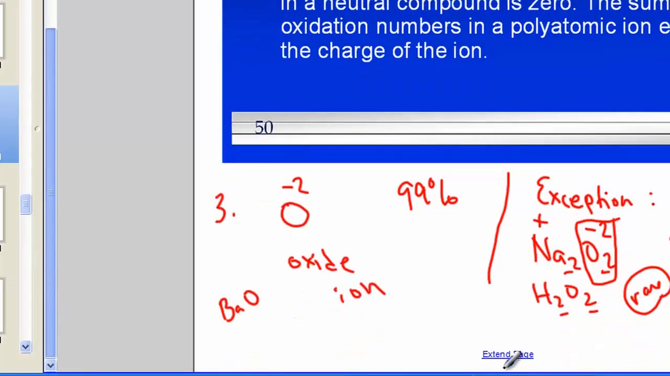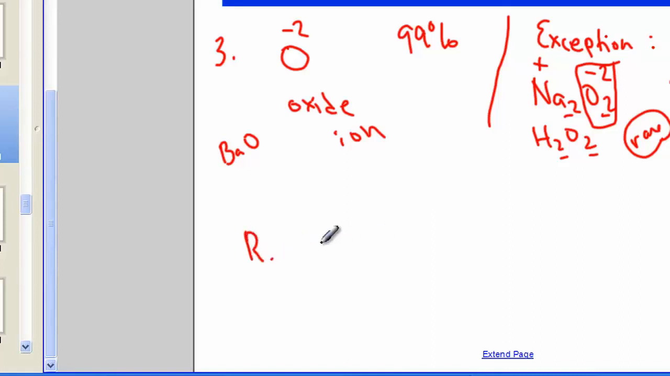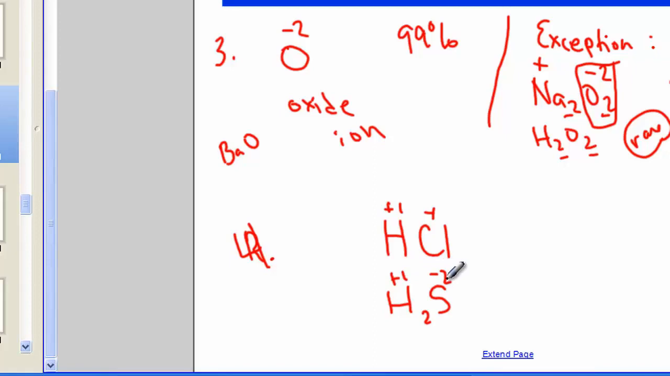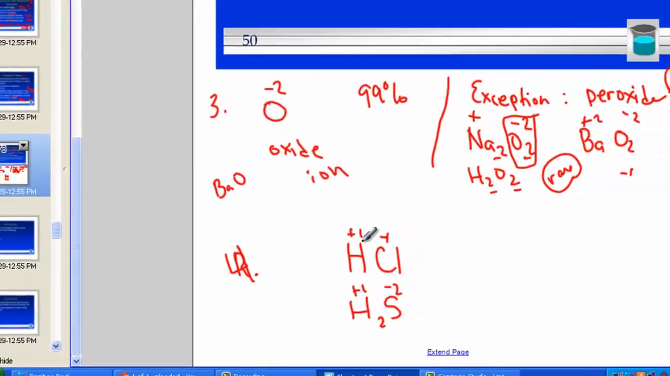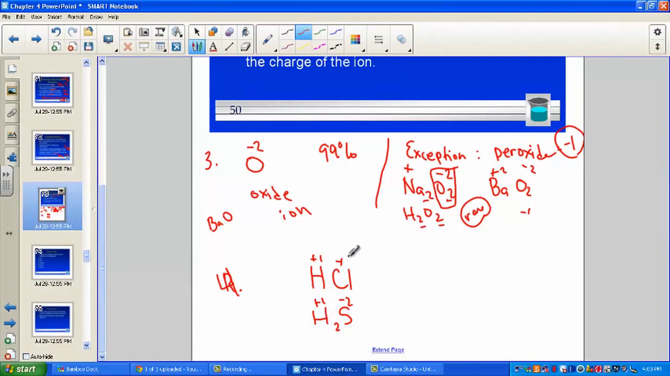So rule 4, here was rule 3. Let's talk about hydrogen. Oops, rule 4 is what I meant to write. It says if hydrogen is written in the first position, bonded to a non-metal, HCl, I'll do H2S, just based on charge, +1, -1, +1, -2. If I have hydrogen written in the first position, bonded to a nonmetal that carries a negative charge, hydrogen is a +1.